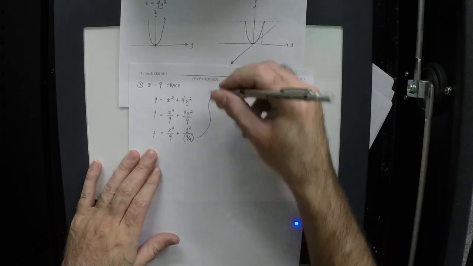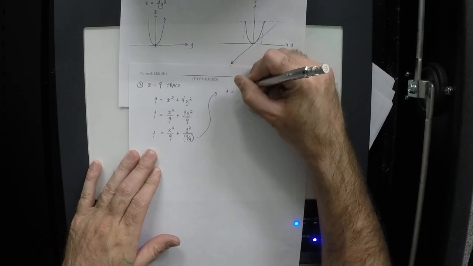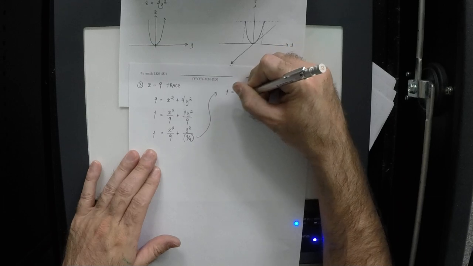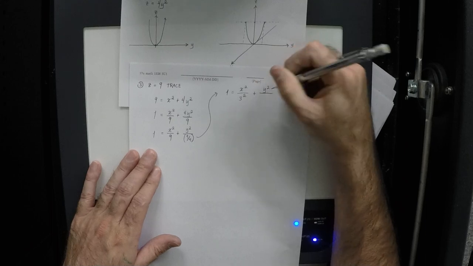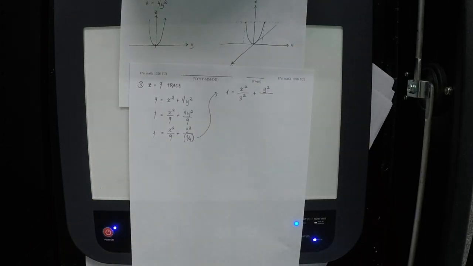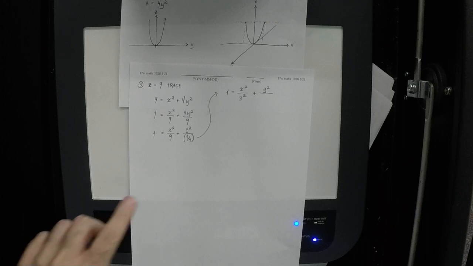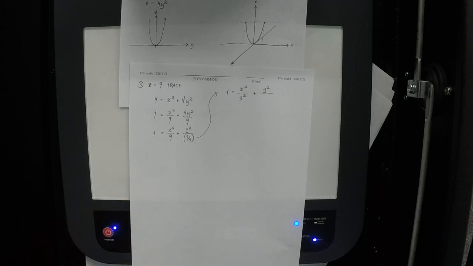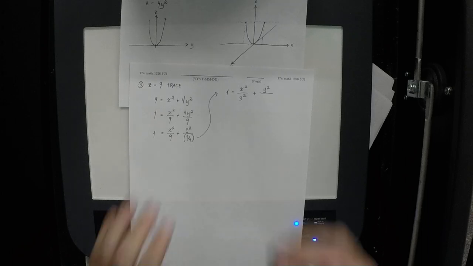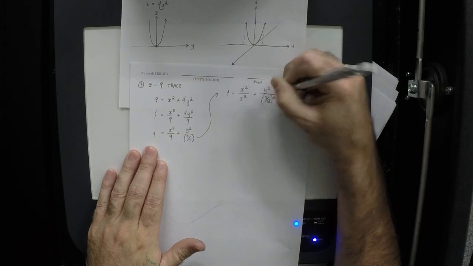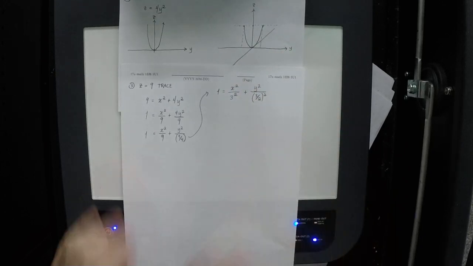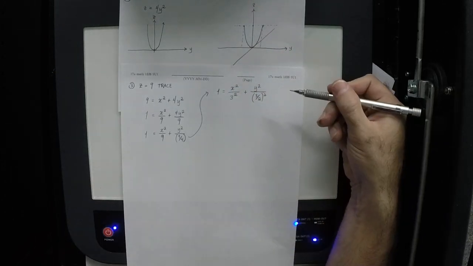Now, I'm going to write that 9 as a 3 squared. So this is x squared over 3 squared, and then plus y squared over, now by analogy, how will I write 9 over 4? So I wrote the 9 as 3 squared. How will I write the 9 over 4? 3 over 2 squared. Okay. This is the standard form for an ellipse.